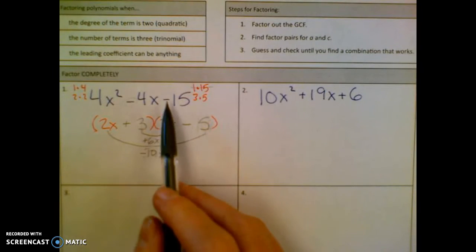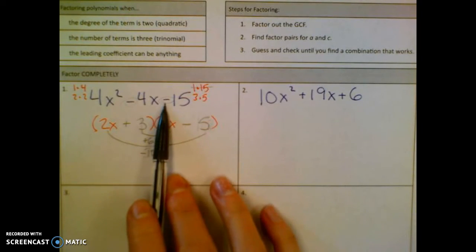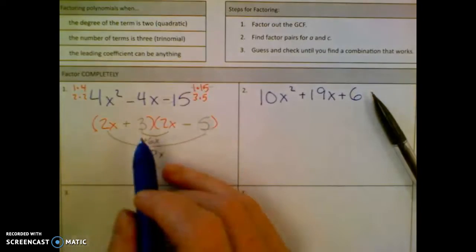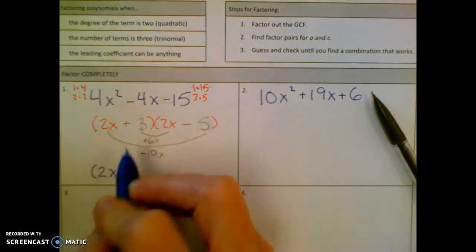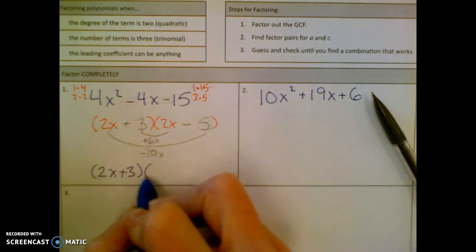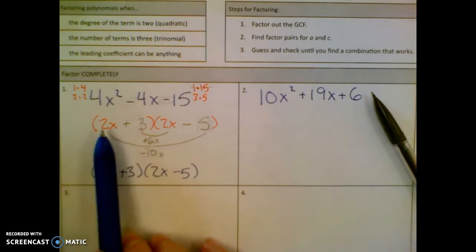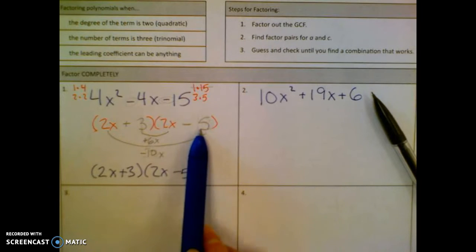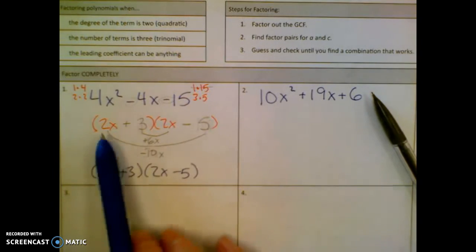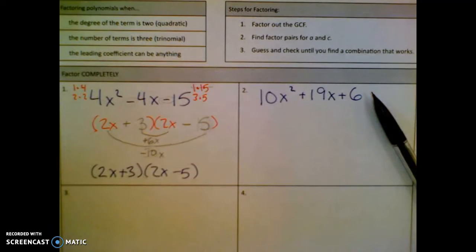And then always check your sign here at the end. Positive 3 and a negative 5 give me that negative 15. So I did work my way through, but my final answer is now going to be 2x plus 3, which worked out, and 2x minus 5. So always check your answer at the end, though. 2x times 2x is 4x squared. 3 times negative 5 is a negative 15. And then I already checked my inner and outer product. I got a positive 6 and a negative 10, which gives me a negative 4 overall. So this is my final answer.